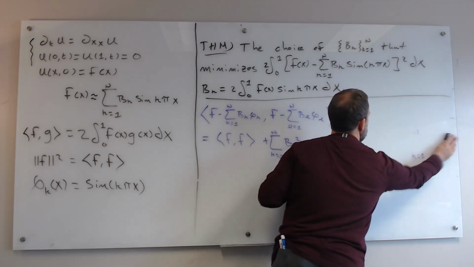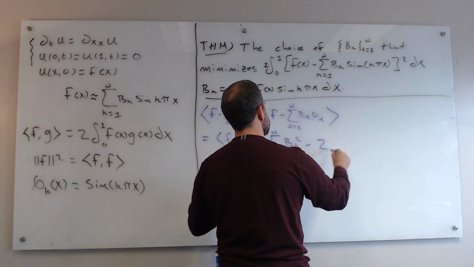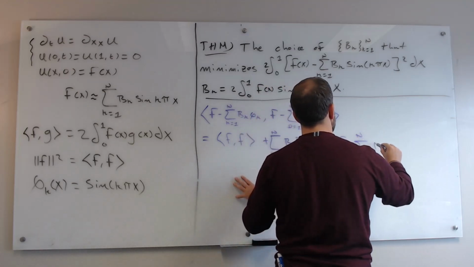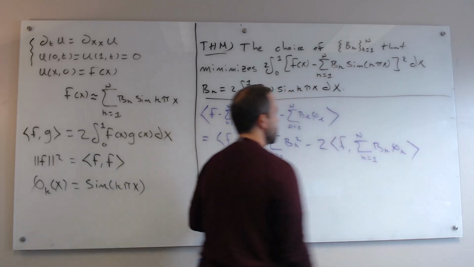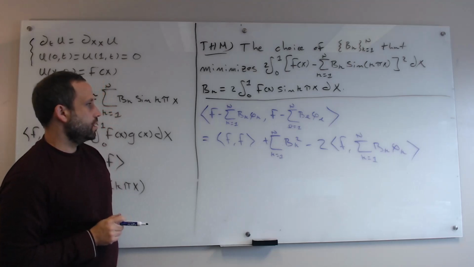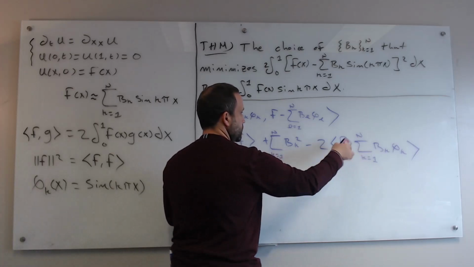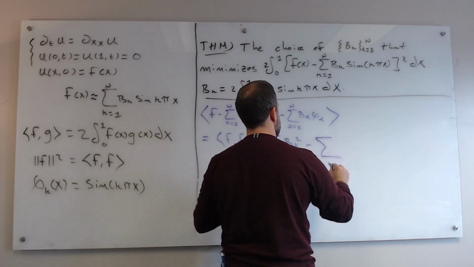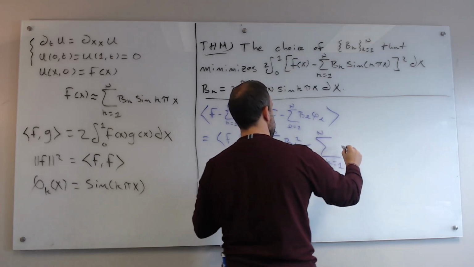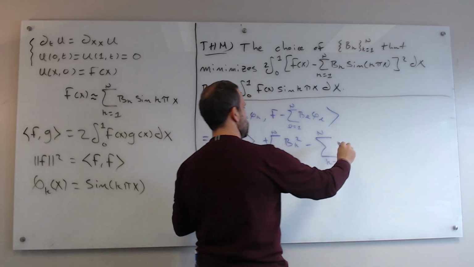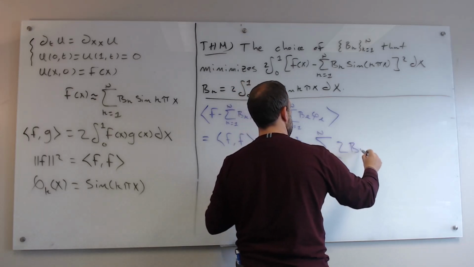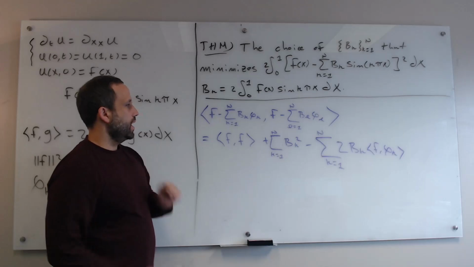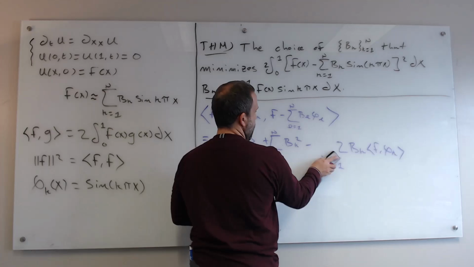Okay, this is going to be minus 2f times the sum k equals 1 to n of bk phi k, like this. Well now what we can do is pull this sum out over here. So I get minus the sum k equals 1 to n of 2 bk times the inner product of f with phi k, like this. And then now I can just combine this into one sum. So I have something like this.